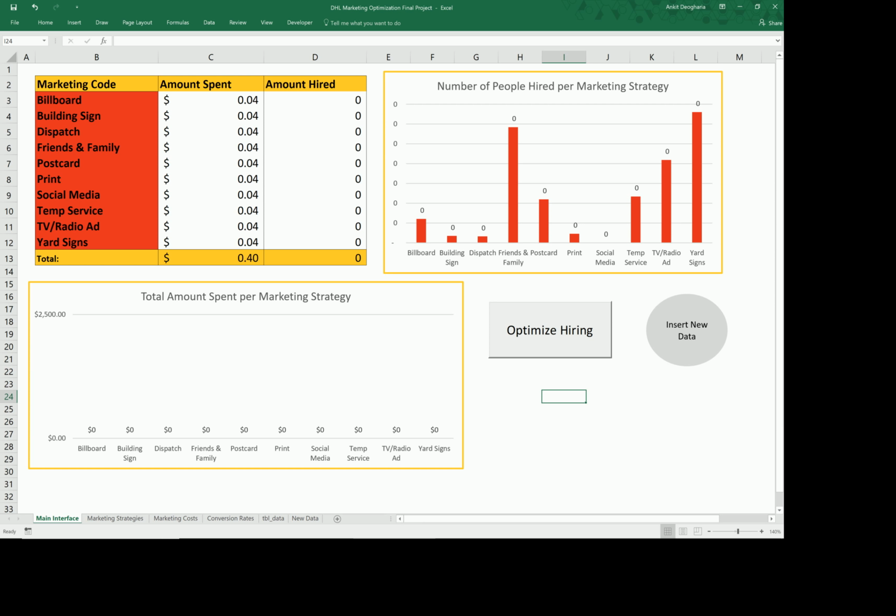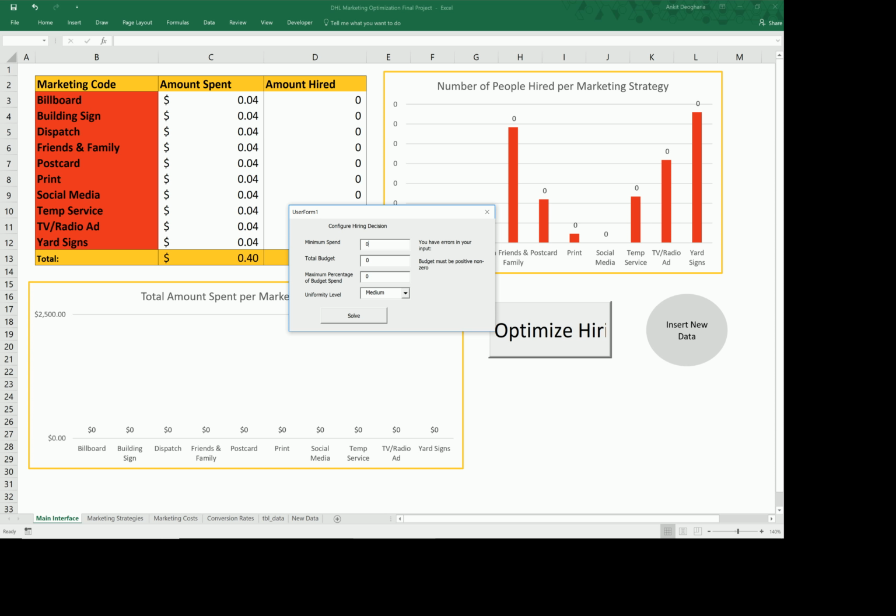Now we're onto the main interface. This interface allows us, after optimizing the hiring based on this user form, to determine the amount of money that we should spend across each marketing platform. So the first step to configuring this is to determine the minimum amount you want to spend on a certain platform. So I would say the minimum that I want to spend across any marketing platform would be $800. Next, I would enter my total budget across marketing platforms. I would say that could be something like $100,000.